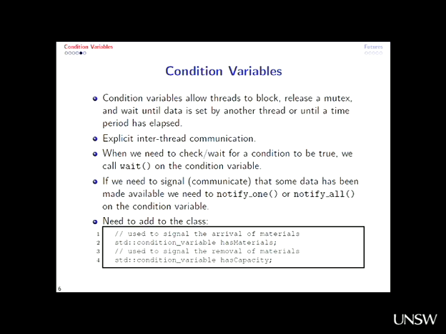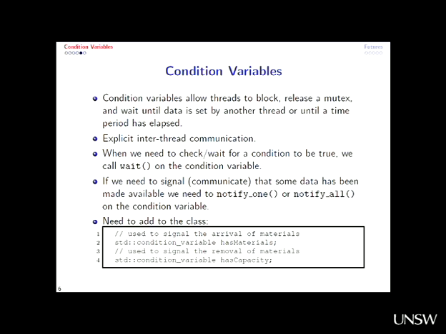And condition variables are a type of semaphore, if you have done multi-threading before. Condition variables allow threads to block and release a mutex. Remember, in the previous slide, we had the problem that the mutex got locked. So we block, release the mutex temporarily, and wait until the data is set by another thread or a time period has elapsed. So we're going to wait until there's data or some sort of timer has timed out.